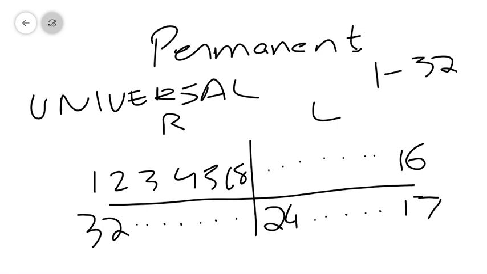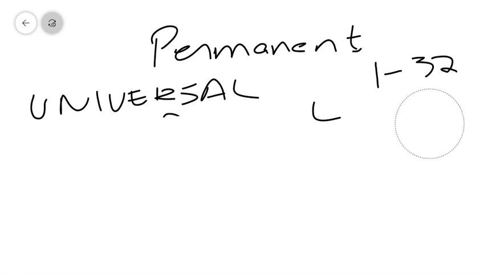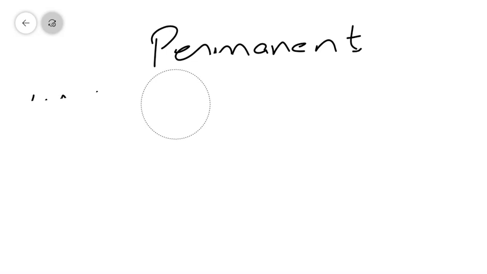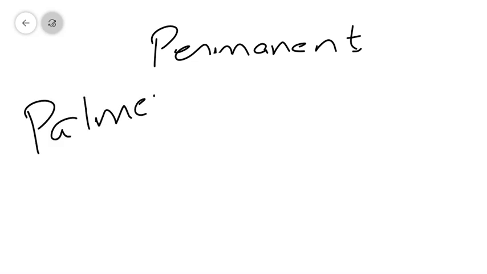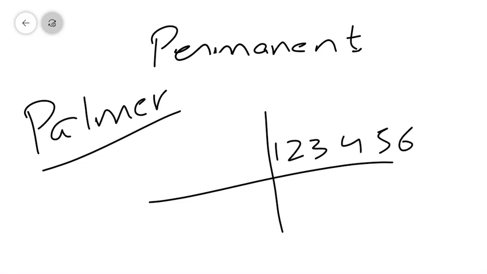And for the Palmer system, it's also pretty similar to what we discussed for the primary dentition. The same difference is present here: instead of alphabets, now we're going to use numbers. So I'm going to write Palmer here so that we know we are talking about Palmer. Same again, and now we will write it down like this: 1, 2, 3, 4, 5, 6, and 7, 8.